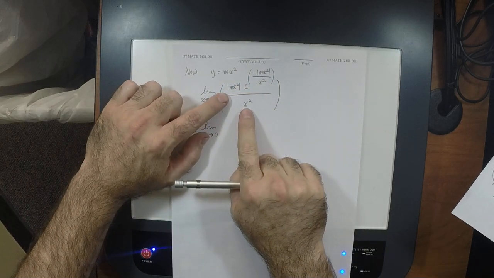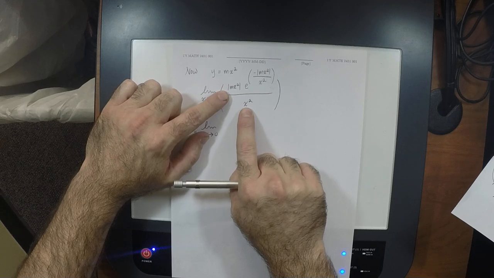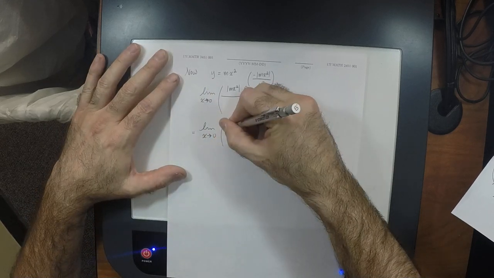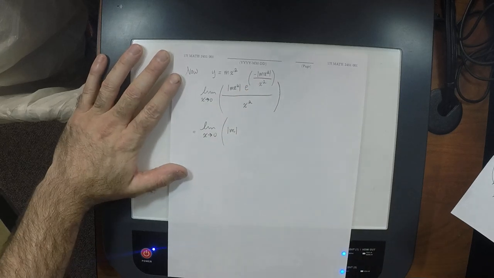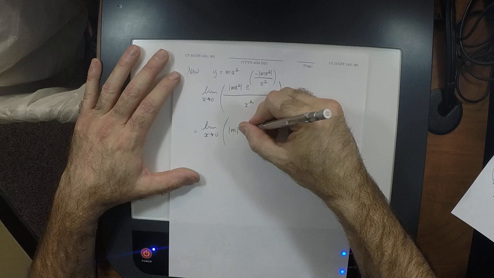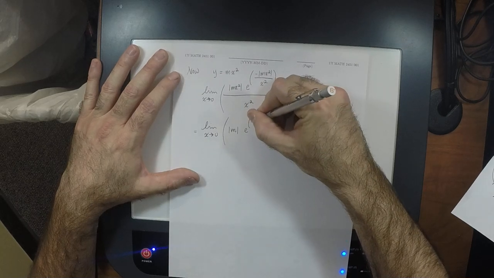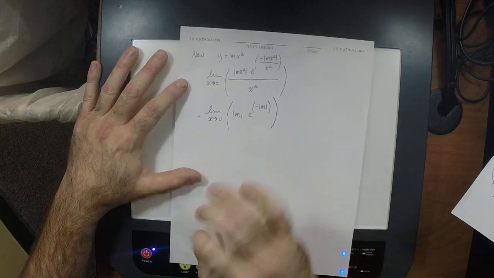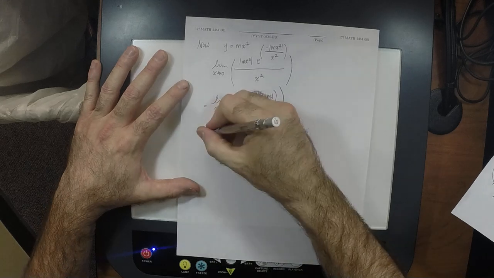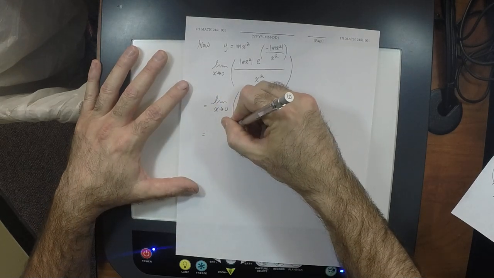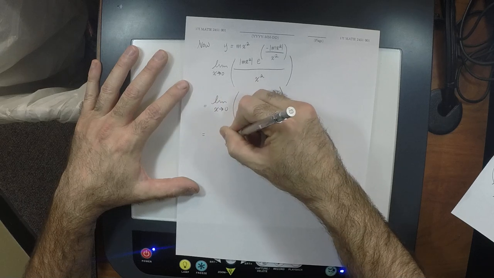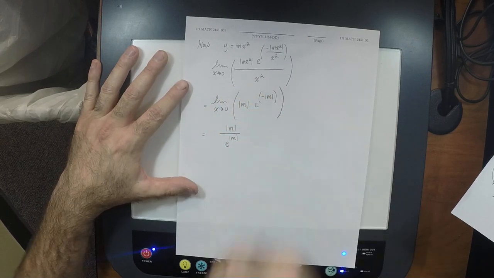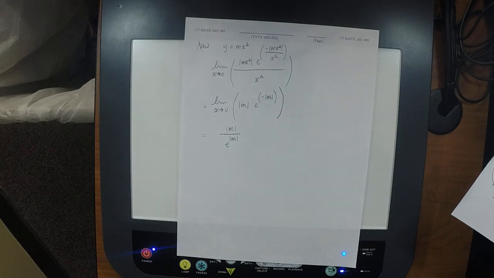So, supposing we combine these, we get absolute value of m, right? Absolute value of m. And then it will be multiplied by exponential of negative absolute value of m, which is, what's the limit? That number, right? Whatever that happens to be. So it's absolute value of m divided by exponential of absolute value of m, which in particular is not 0, right? It's not 0. If you were to select m is 1, then this would be 1 over e.